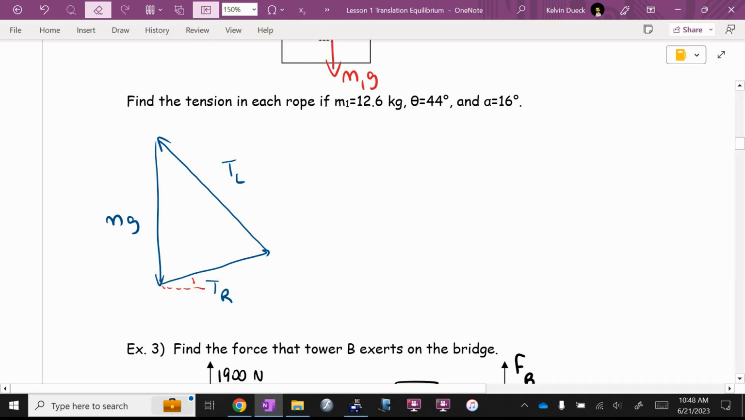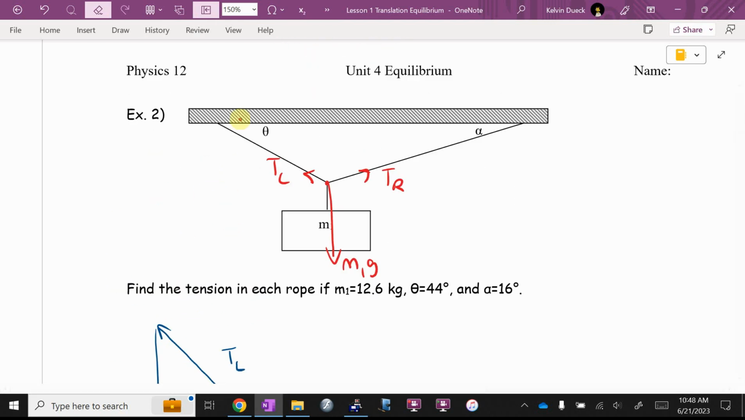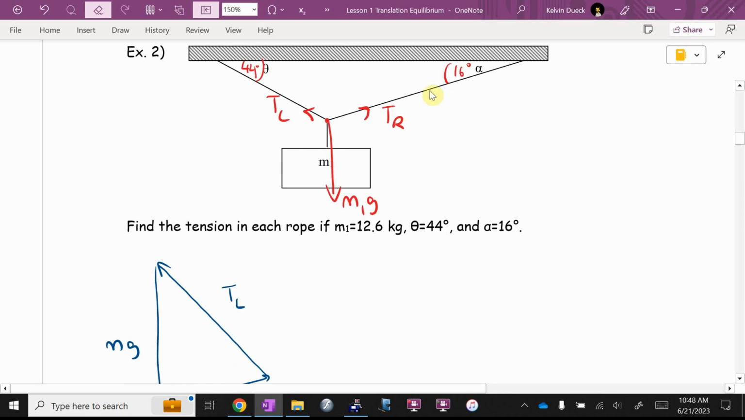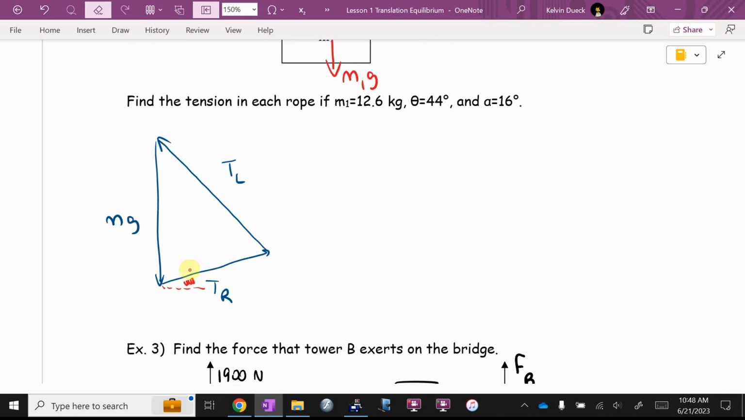What angle can I put? You know what? Let's label what they gave us. They told us theta was 44 degrees, and they told us alpha was 16 degrees. So it looks like tension right, when it hits a horizontal line, forms an angle. How big, Jaya? So I'm pretty sure this angle right here is 16 degrees.